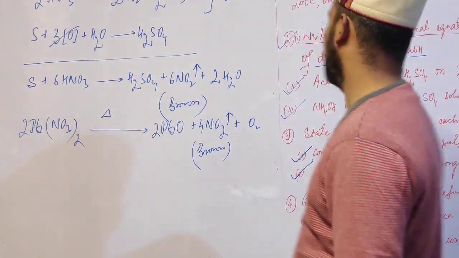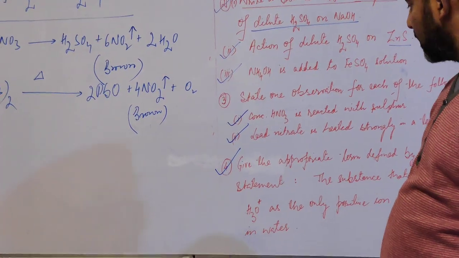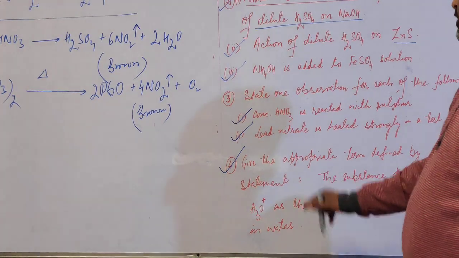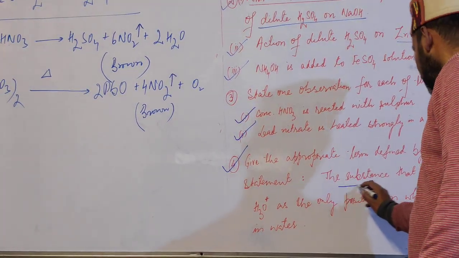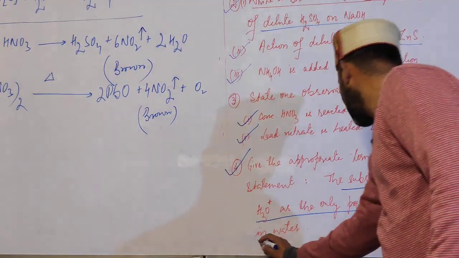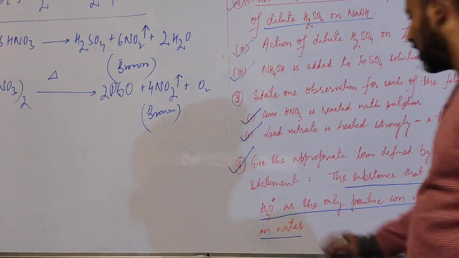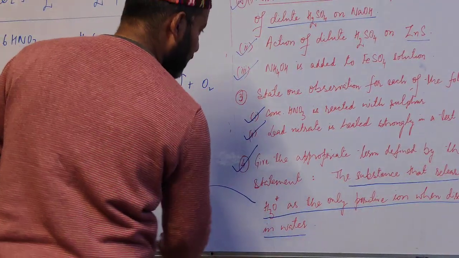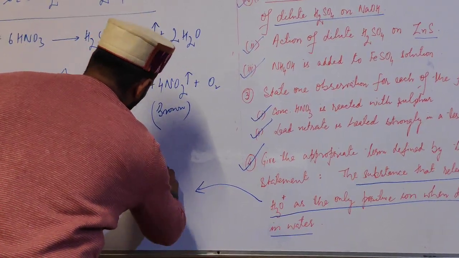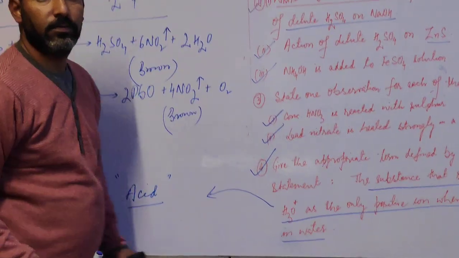Now students, the fourth question from the 2019 exam was, give the appropriate term defined by the statement. And the statement is the substance that releases hydronium ion as the only positive ion when dissolved in water. So students, this is the definition of acid. So the answer to the question is acid, because acid is a substance which when dissolved in water gives hydronium ion as the only cation.